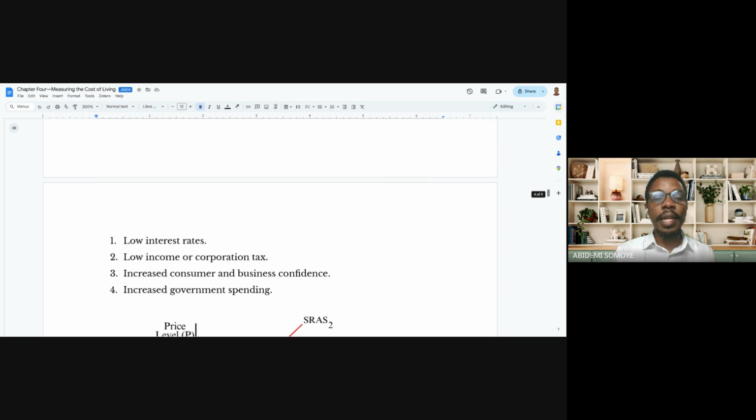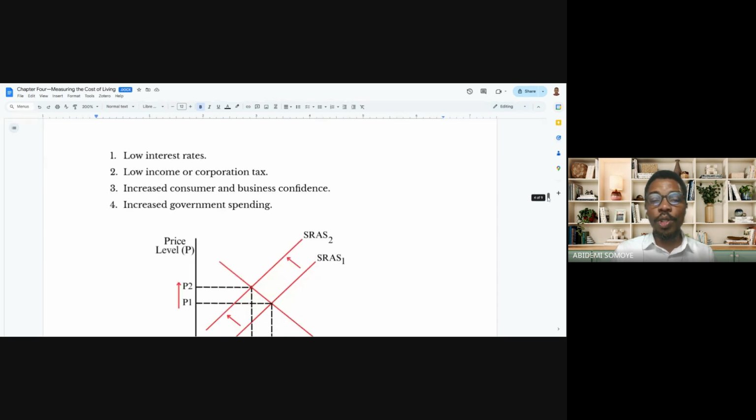Increased government spending also pushes AD outwards. Government spending could come in terms of building new schools, new roads, new hospitals. Those things the government would do to make the living standard much better fall under government spending. So these are some of the factors that push AD to the right.